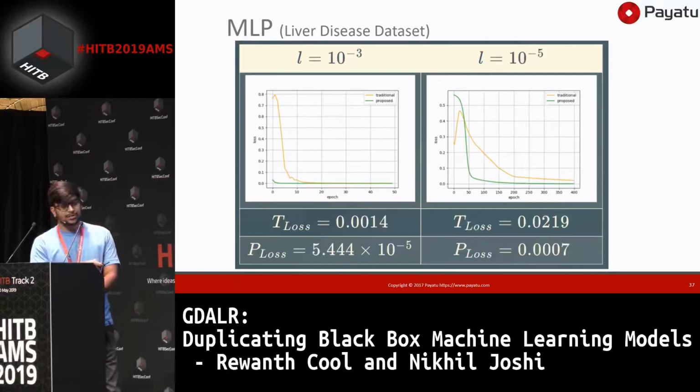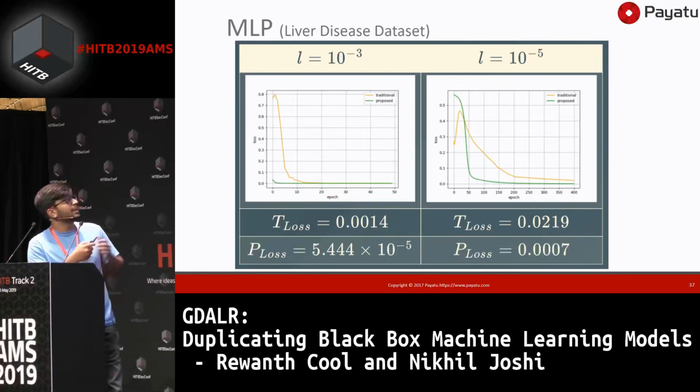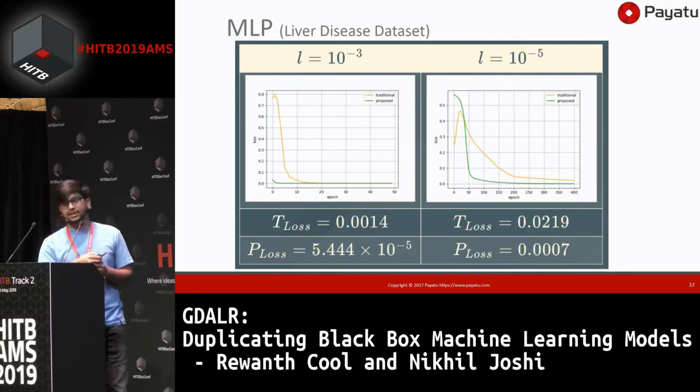Using the MLP, multi-layer perceptron classification algorithm, we have trained the MLP on a liver disease dataset. It's a binary classification task. Here you can see that the green line is far underneath the yellow line. So P loss is again very much less than the T loss, which is around 100 times better than the traditional algorithm.